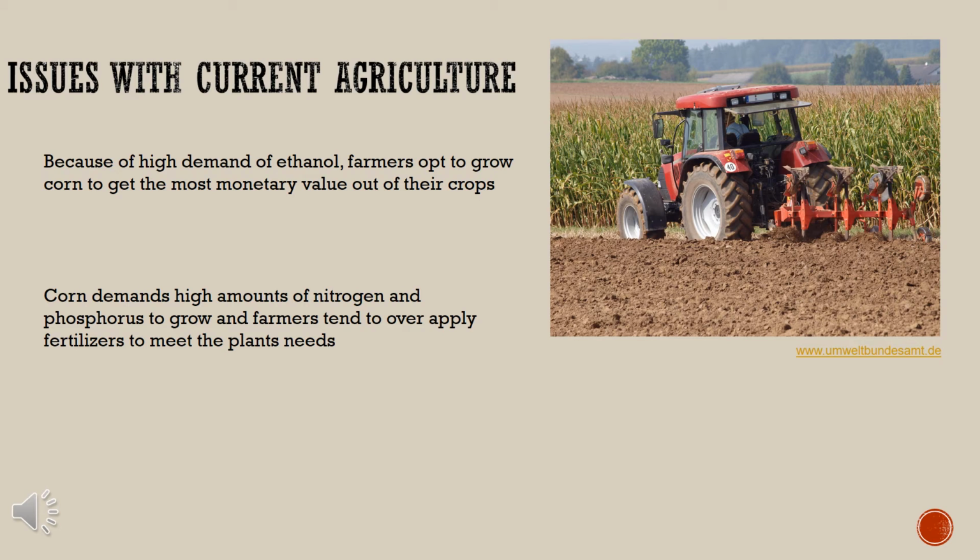The issues that we have with current agriculture are that because of high demand of ethanol, farmers opt to grow corn to get the most monetary value out of their crops. Corn demands high amounts of nitrogen and phosphorus to grow, and farmers tend to over-apply fertilizers to meet the plant's needs.